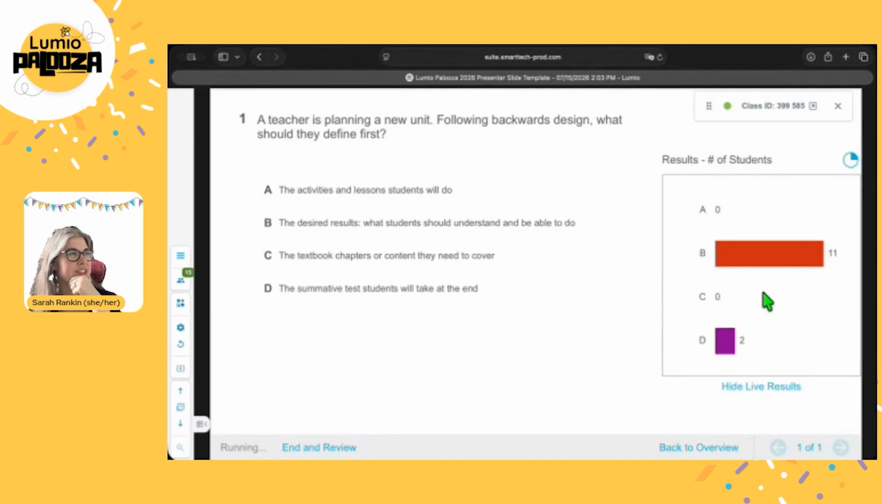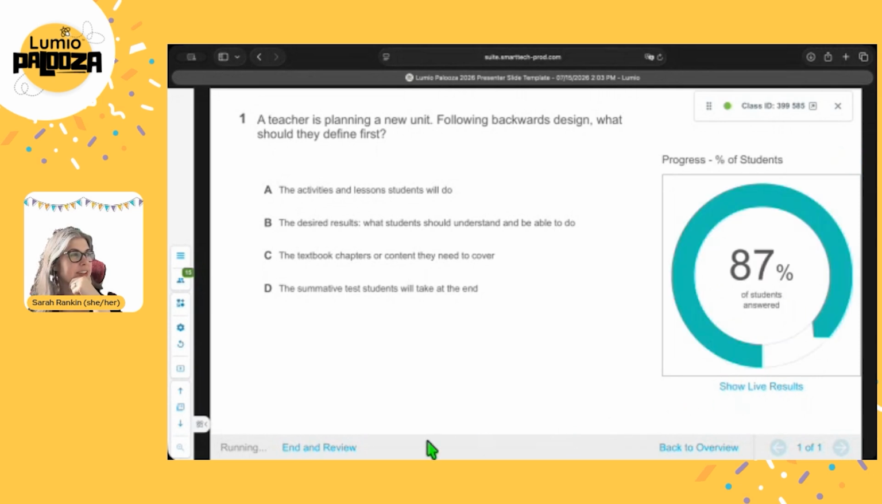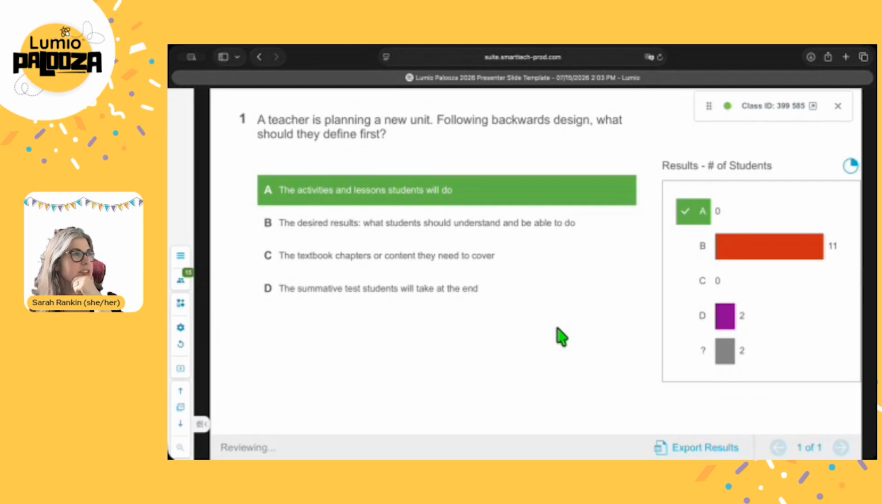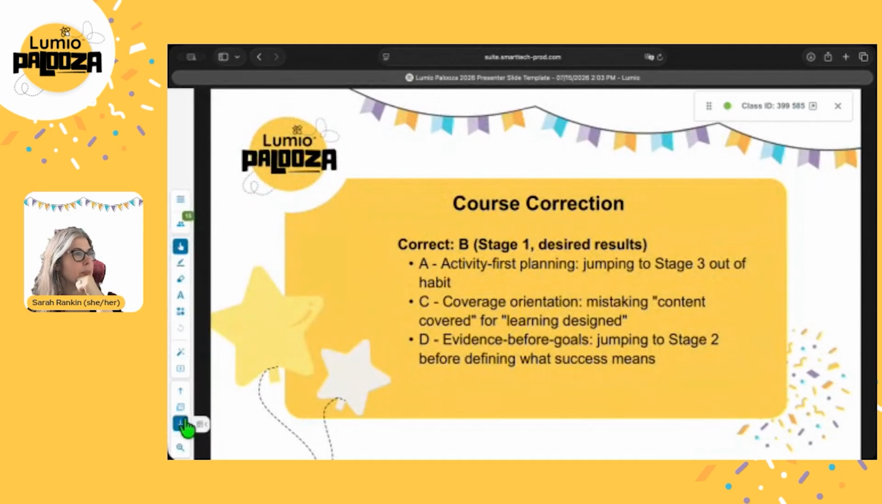Let's look at our live results. Most people are saying B. We got a couple saying D. That's okay. I'm going to click end and review here because I don't know if we're going to get this loop closed, which is fine. Oops, I think I got that one wrong. There we go. So let's look at these. The correct answer was B. I apologize for the glitch in my slide deck there. So good job to those of you who picked B.